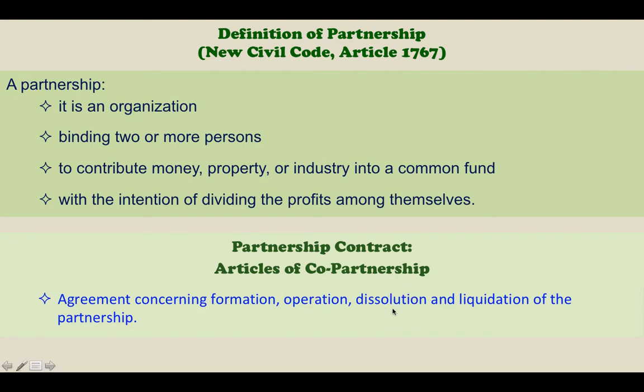Dissolution, in case there will be changes in the ownership of the partnership, and liquidation. They need to have provisions in case they are going to close the partnership, how the assets will be distributed or liquidated by the partnership. So take note, class, that the partnership has to be registered with the Securities and Exchange Commission. Okay?